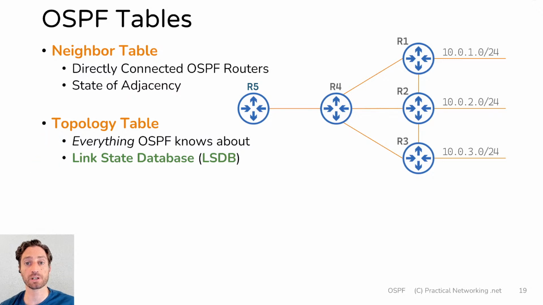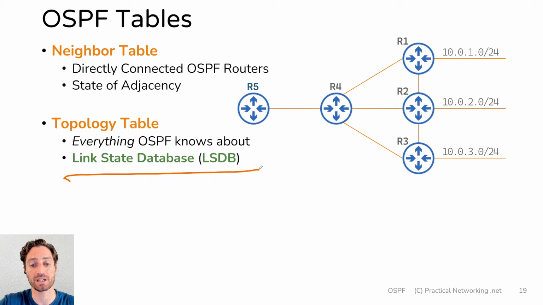The concept of a topology table is actually protocol agnostic. EIGRP has a topology table that stores everything EIGRP knows about. RIP has a topology table. IS-IS has a topology table. They all call them something different internal to the protocol. So the concept of a topology table is everything a particular routing protocol knows. And in the case of OSPF, the link state database is the name of the topology table. So again, when you see LSDB, think everything OSPF knows.